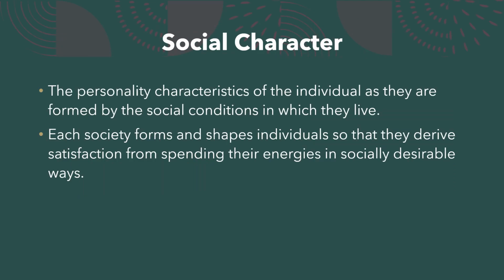A really important concept for Fromm is this idea of social character. What he means by social character are the personality characteristics of the individual as they're formed by the social conditions in which they live. So the idea is that each society is going to form and shape individuals so that they derive satisfaction from spending their energies in socially desirable ways. This is a little bit like Foucault's idea that we saw, that society kind of disciplines individuals and makes them into the kind of persons that are going to be useful.